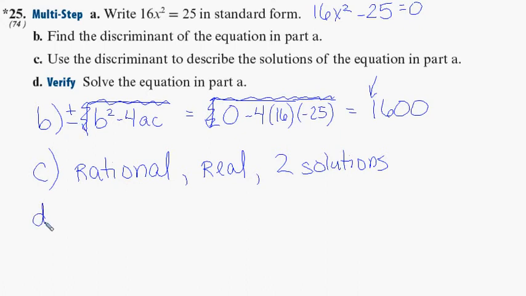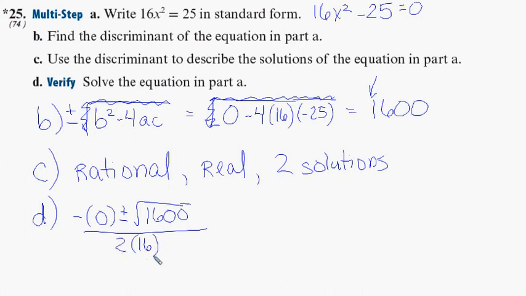Now, letter D is asking us to verify the solution for the equation in part A, and I'm thinking, let's just plug this into the rest of the quadratic equation and finish it out here. So negative b, which is 0, right? So negative 0 plus or minus, and we already know it's the square root of 1600, all over 2a, which is 16. So now we know that we've got plus or minus 400 over 32. I think that's right.